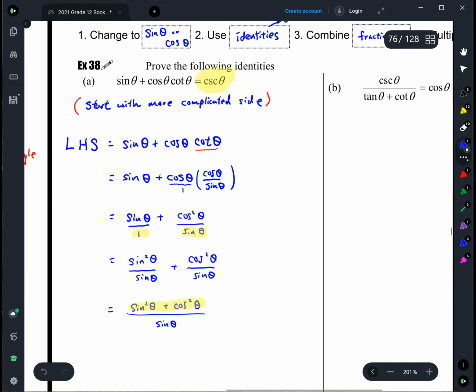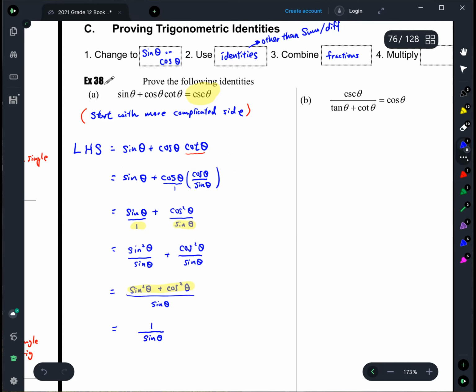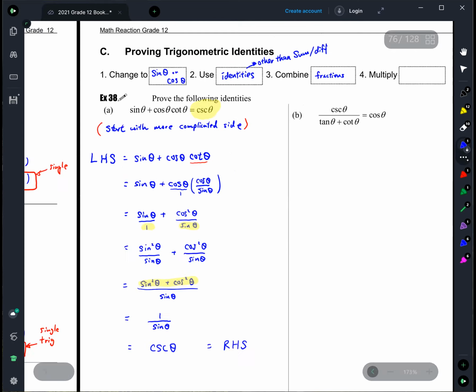You've written it, I think by now, at least 3 times. So that becomes 1. The denominator still stays the same, and then 1 over sine. What does 1 over sine equal to? Lily? 1 over sine is cosecant. Yes, very good. And you see the cosecant is the right-hand side. So at the end, you finally reach the right-hand side. So you write equals RHS. Okay, so that will be done.